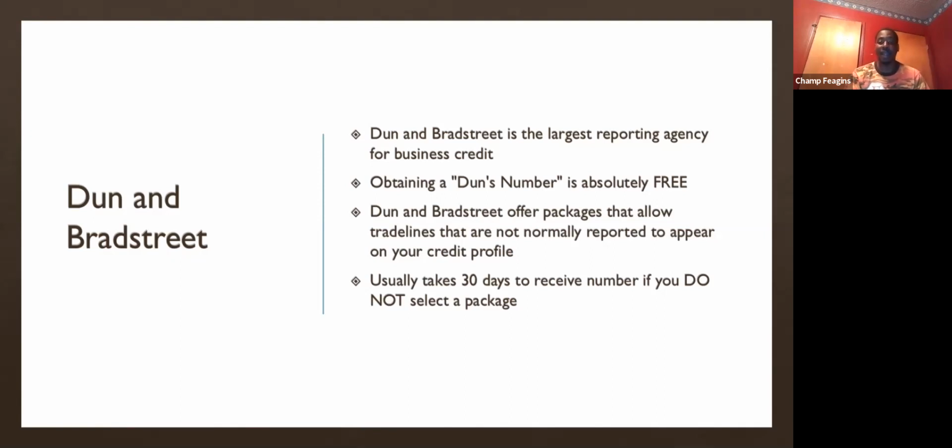Dun & Bradstreet offers packages that allow trade lines that are not normally reported to appear on your credit profile. For example, a lot of times your light bill is not going to appear on your credit profile, but when you purchase their package, they allow you to include things like that, right? It usually takes 30 days to receive your number if you do not select the package. They will try to upsell you, but it normally takes 30 days. I'm telling y'all, most people still don't get it. They're not gonna send it in 30 days, right? We can show y'all how to get it. It takes a little bit of work on our side, right? We'll show y'all how to get y'all DUNS number, okay?